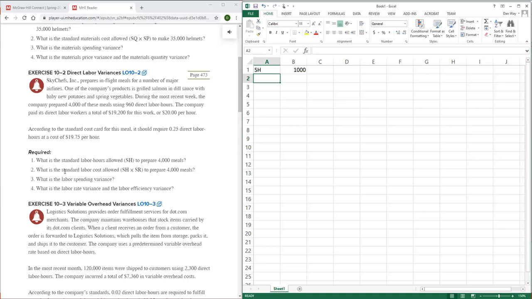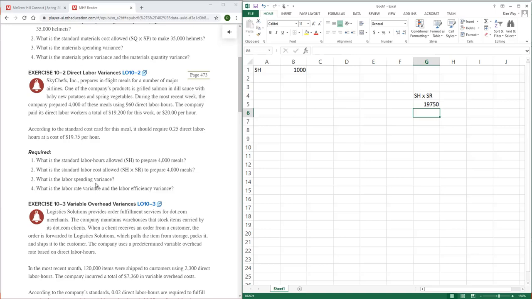Part 2 said, well, what's the standard labor cost allowed? And again, if we think about our overall variance analysis framework, that's really on the flex budget side over here, the standard hours and the standard rate. So standard hours we just determined to be 1,000 times that standard rate. We thought this should be $19.75 per hour. So there's $19,750.